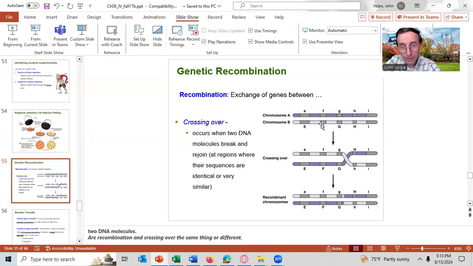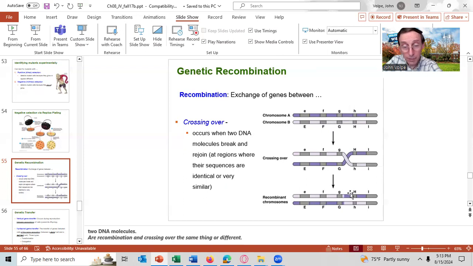Maybe this is the mother's chromosome, and then that's the capital H I right there. And it's got the part of the father's chromosome recombined with it.